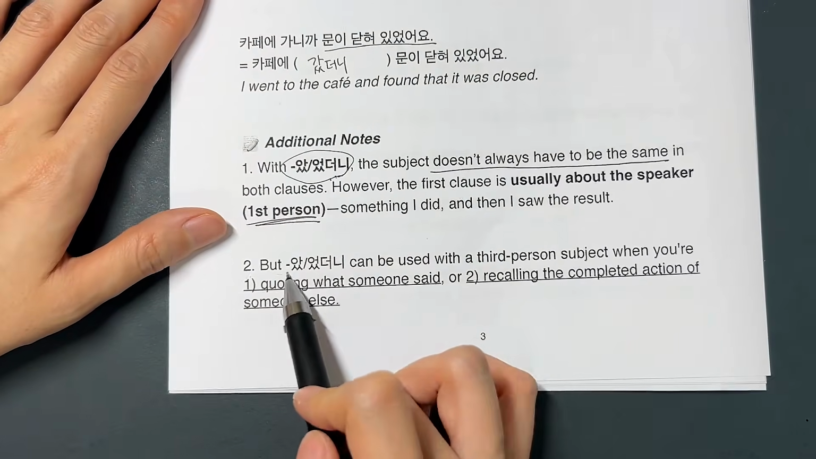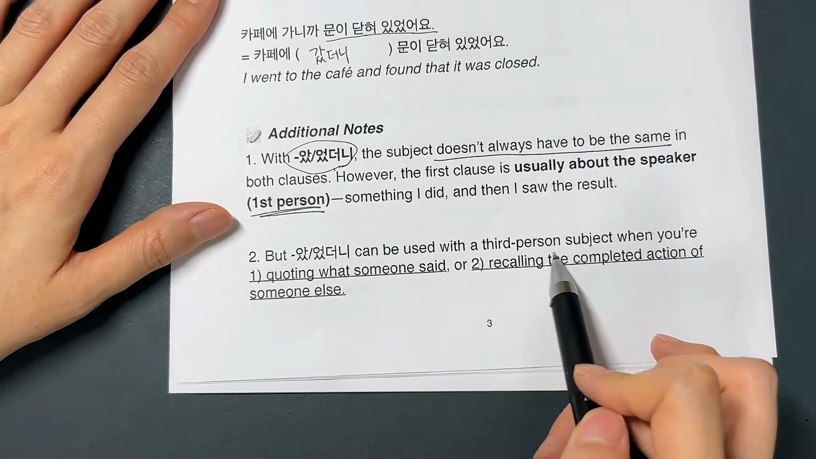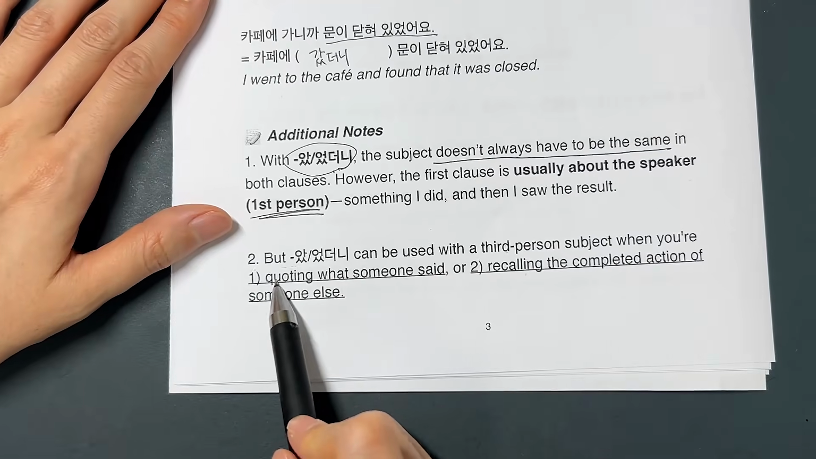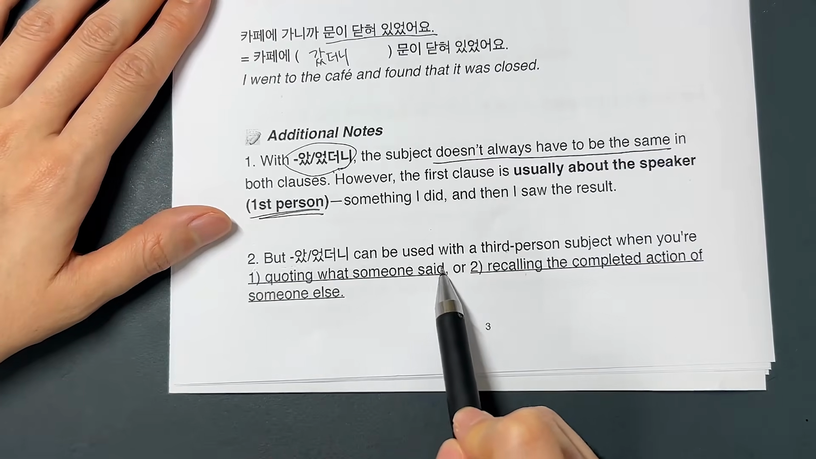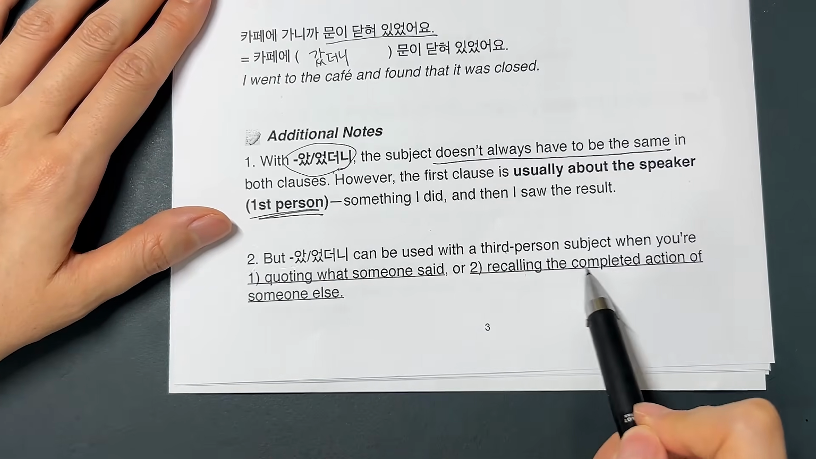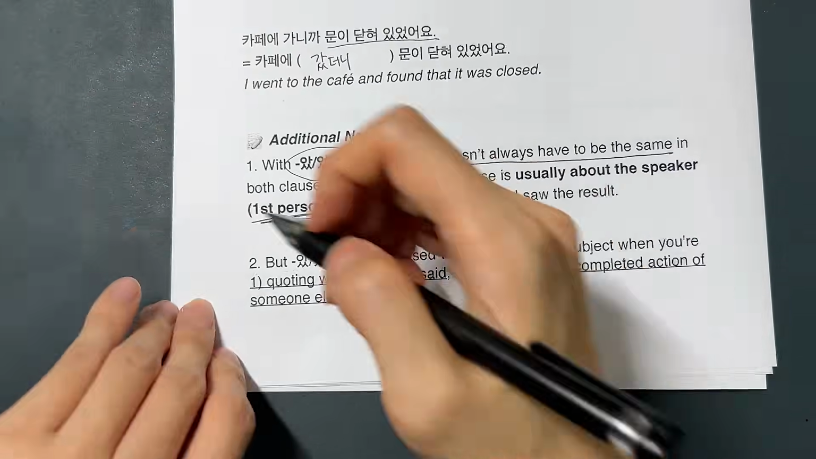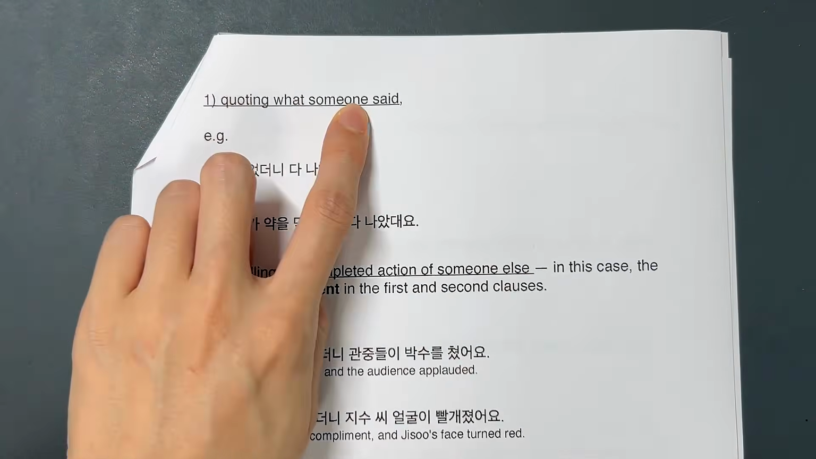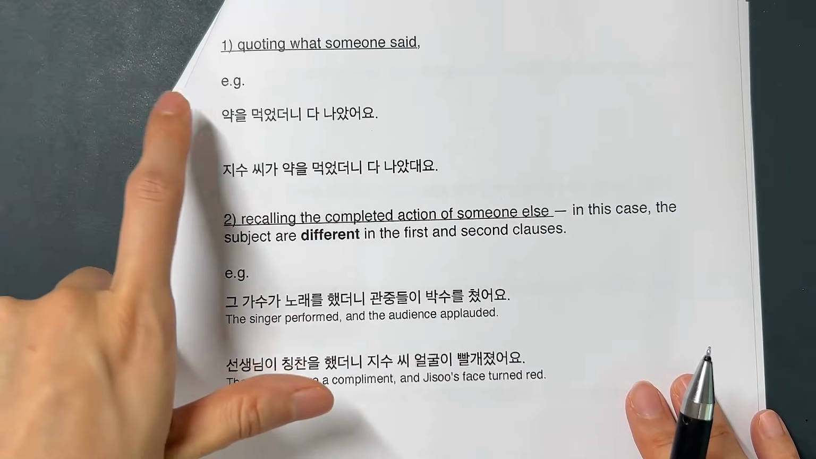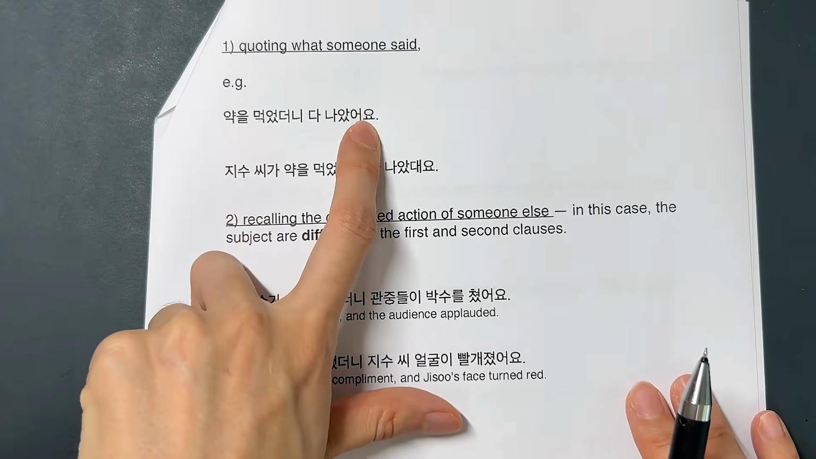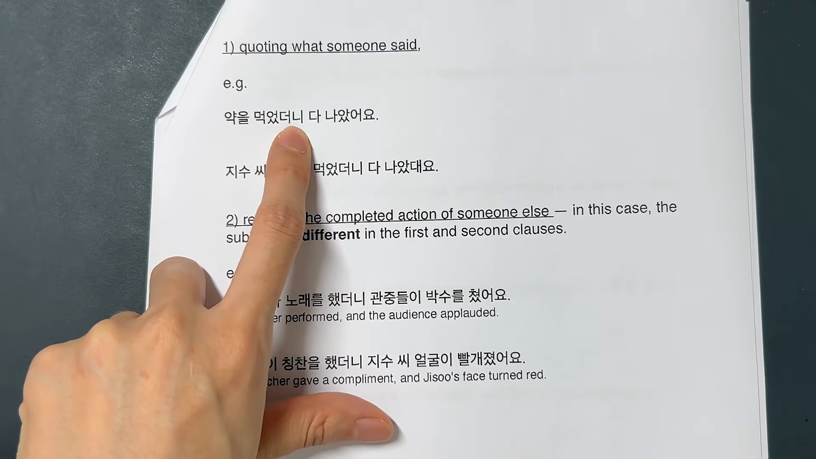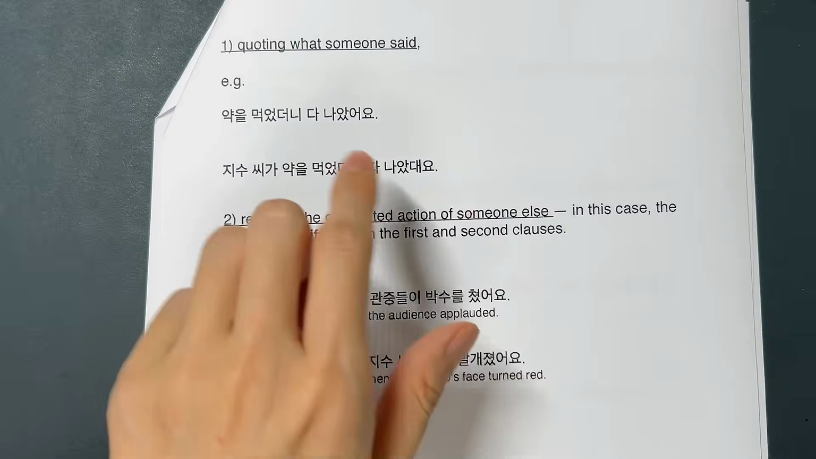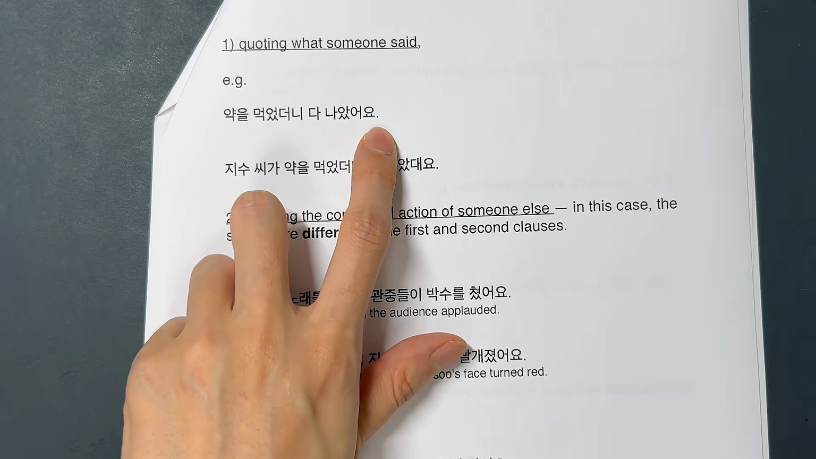However, 았/었더니 can be used with a third person subject in these two cases. First one, when you are quoting what someone said, or recalling the completed action of someone else. So 았/었더니 can be used with the third person subject when you're quoting what someone said. So for example, this one would be talking about yourself. 약을 먹었더니 I took the medicine and as a result 다 나았어요. I got all better. I recovered completely.